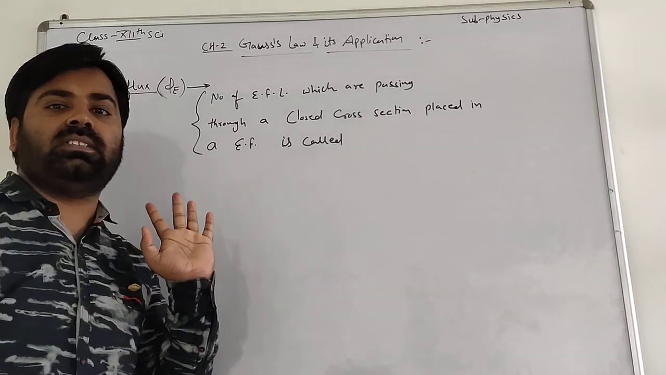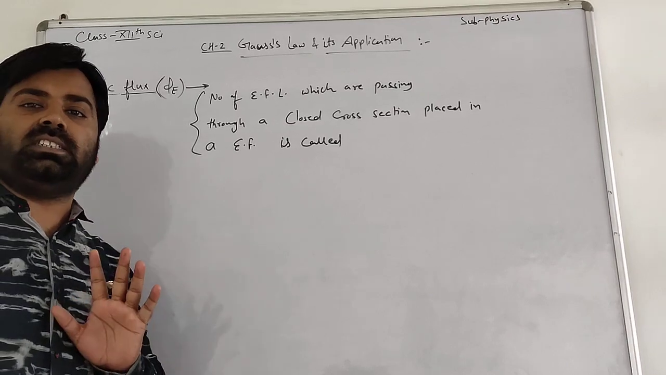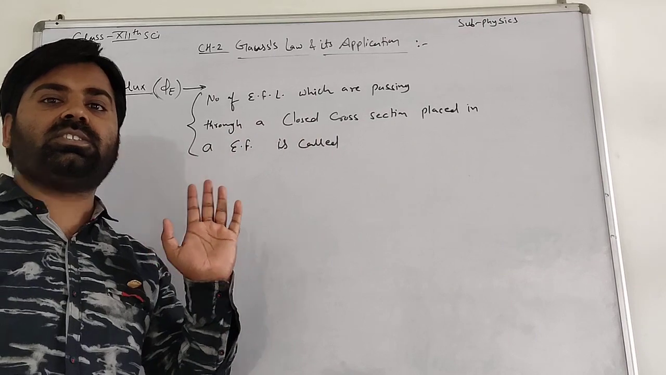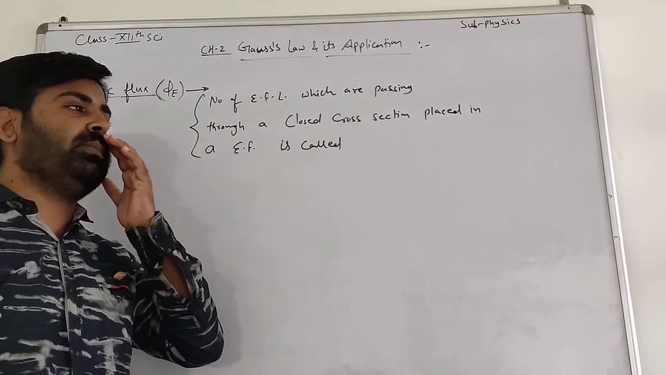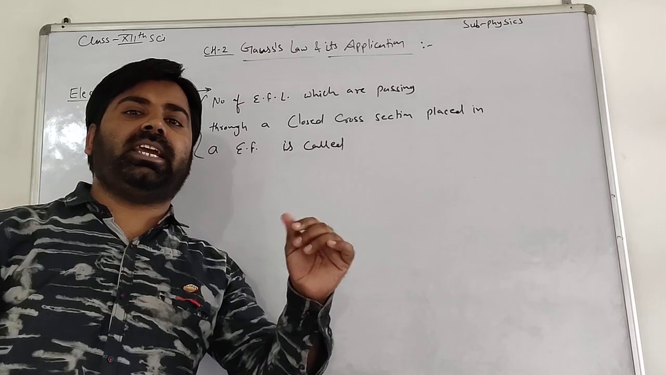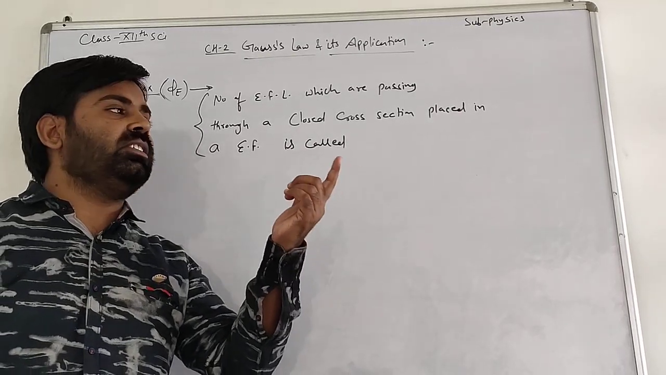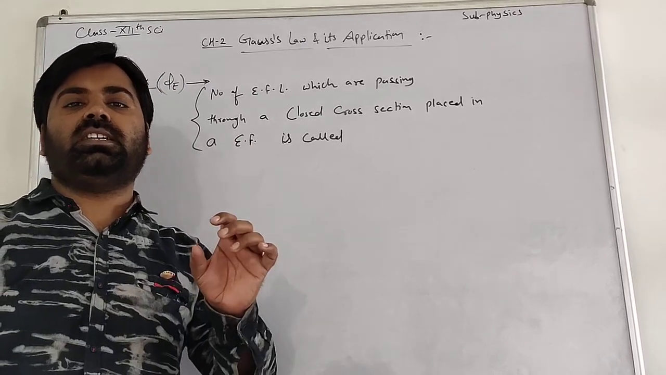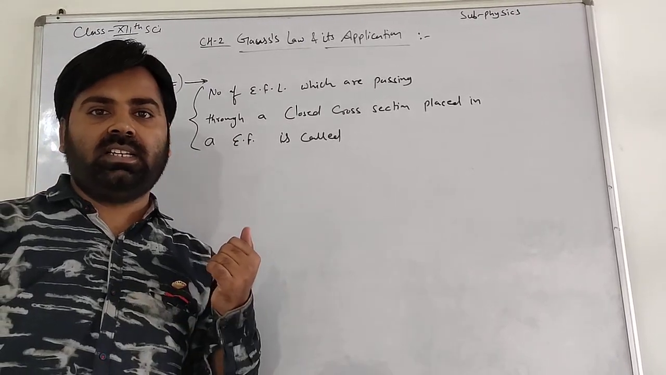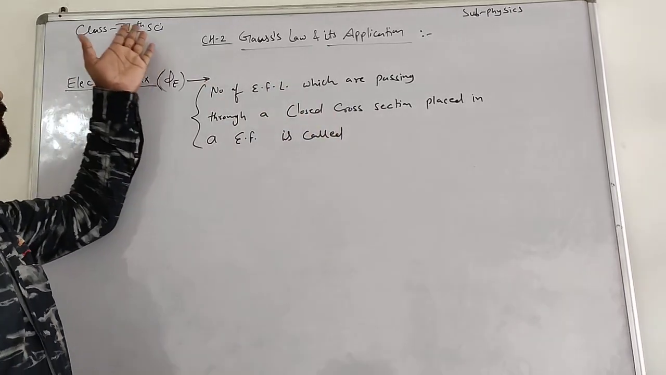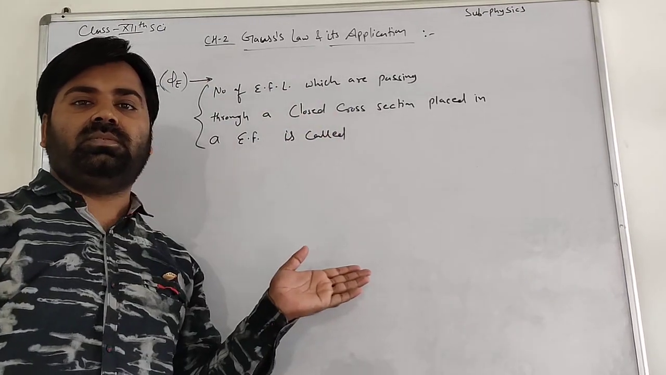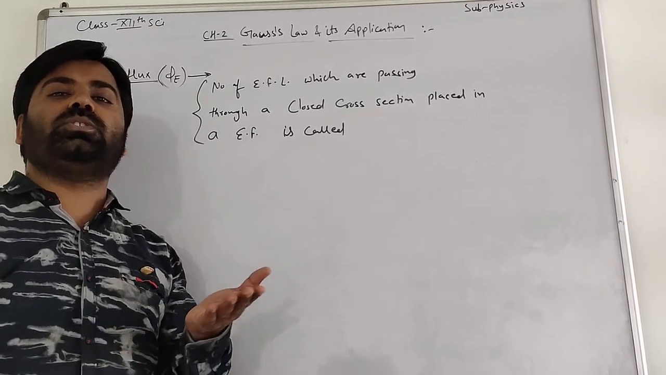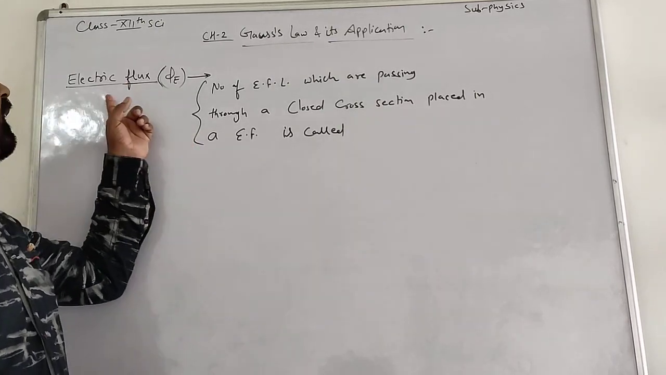The term flux means any physical quantity which is passing through a closed cross section. For example, when we open a tap, the water passing through the cross section of the tap is called water flux. In the same way, the number of field lines passing through a closed cross section placed in an electric field is called electric flux.